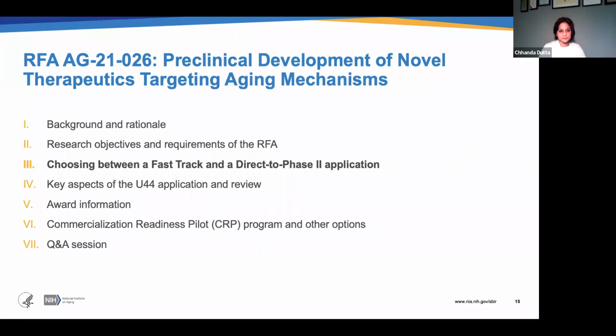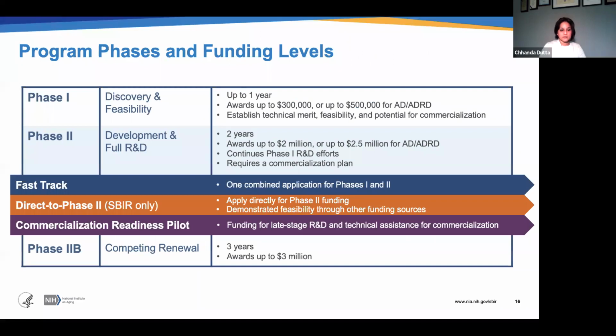Next slide, please. Section 3. Okay, so Rebecca alluded to this. We want to take a few minutes just to talk about how you would think about choosing between a fast track and a direct to phase 2 application. Next slide. Program phases and funding levels. A table breaks down the following awards: Phase 1, Discovery and Feasibility; Phase 2, Development and full R&D; and Phase 2B, Competing Renewal. Between Phase 2 and 2B are the options: Fast Track, Direct to Phase 2, SBIR Only, and Commercialization Readiness Pilot.